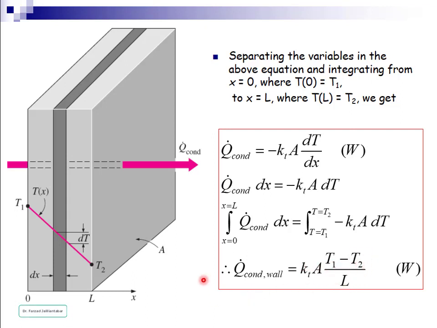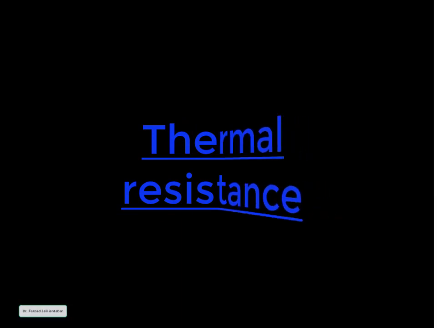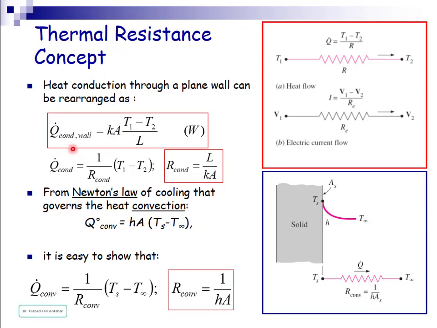Finally, we can use this equation for the rate of heat transfer through the wall for steady operation condition and also one-dimensional heat transfer. We found this equation for heat conduction through a plane wall. By rearranging this equation, we can write this equation.